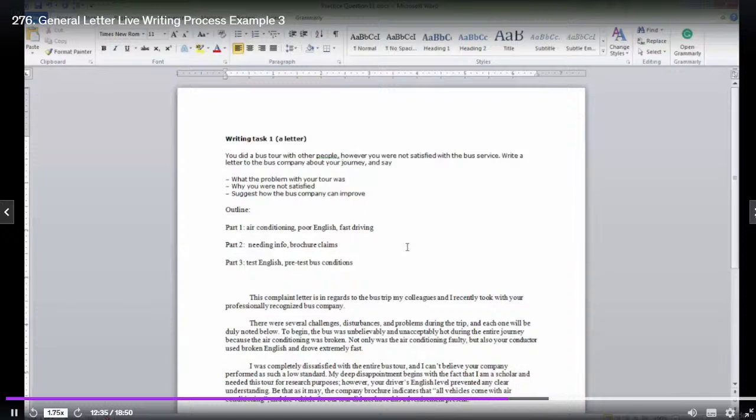Okay, and there we have our next paragraph. We have three strong sentences, right? Three strong sentences. Okay, we have our part two that talked about why I'm not satisfied. Then, everybody, we move into our part three about suggestions.